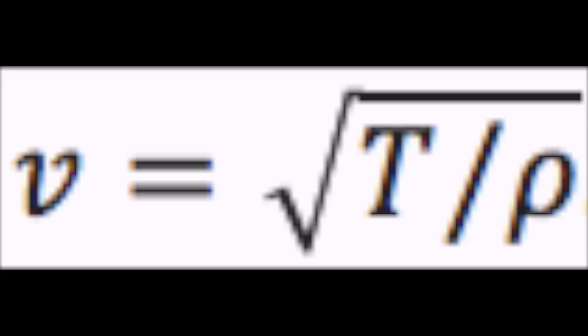Waves travel on a string at the speed v, depending on the tension T of the string and the mass density ρ of the string. This can be shown in the equation v equals the square root of T over ρ.